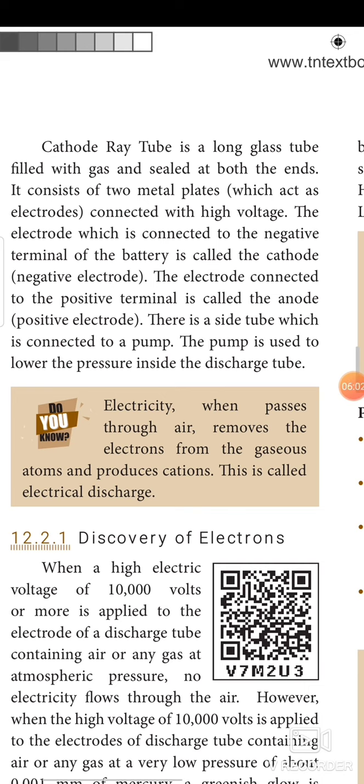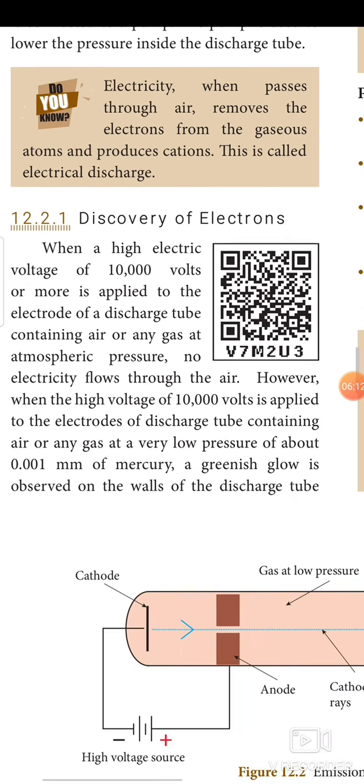Okay, electricity, when it passes through air, removes the electrons from the gaseous atoms and produces cations. This is called electrical discharge. Discovery of electrons. Let's see the discovery of the electron. This you might have learned deeply in your higher studies. A fundamental thing is given in the standard.